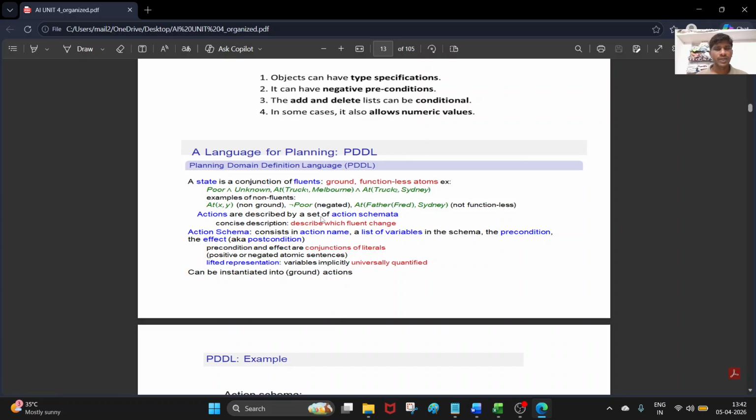So let us explain PDDL. PDDL is the planning domain definition language. A state is a conjunction of fluents. So PDDL contains different fluents joined by conjunction. Actions are described by a set of action schemata, which describe which fluents change. An action schema consists of the schema name, the list of variables in the schema, the preconditions and the effect. The effect is also known as the postcondition.